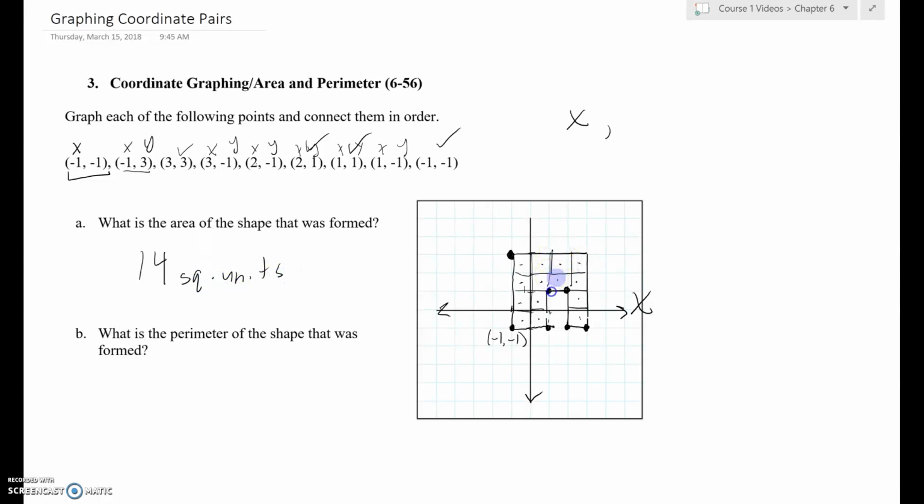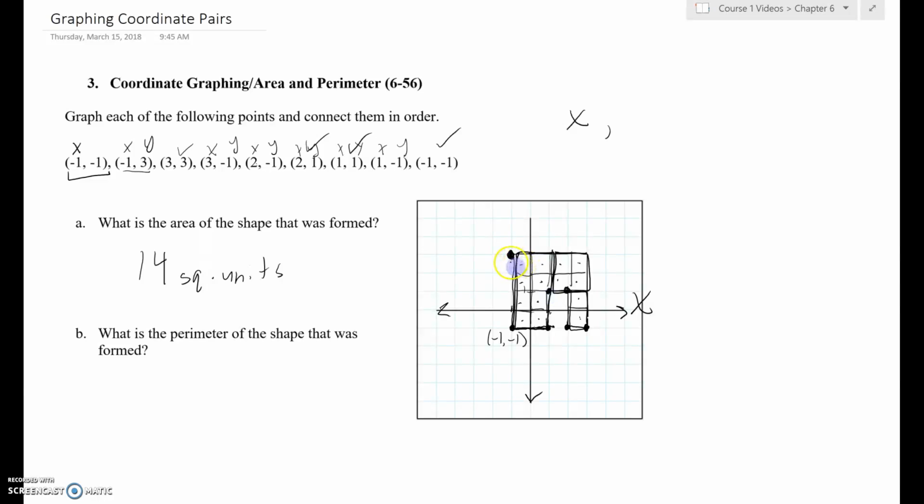I could have also broken it up into rectangles. Like I could have found the area of that rectangle, and then I could have found the area of this rectangle, and then I could have found the area of that, right? Like that's 4 plus 2, and this is 2 by 4, so 8. So 8 plus 4 plus 2, 14.